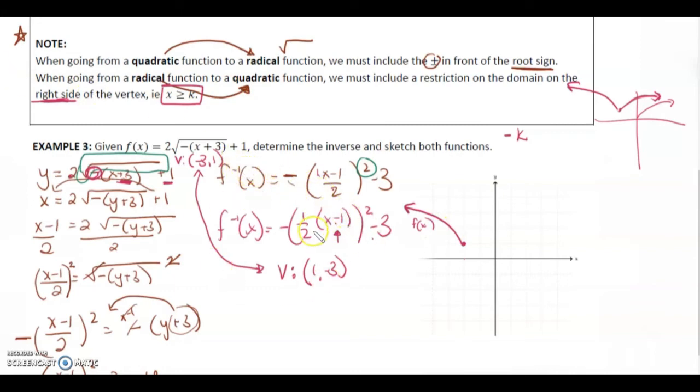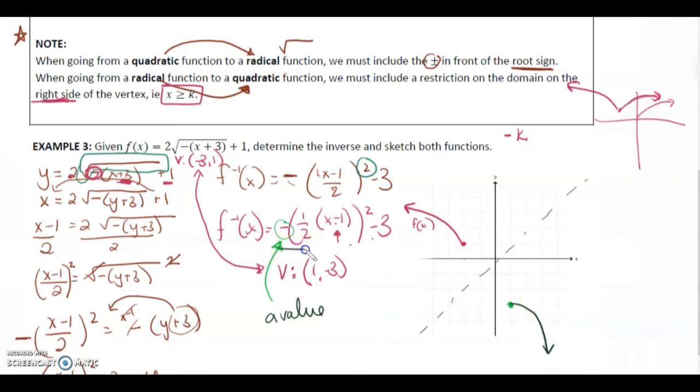Now, let's take a look at the quadratic. Vertex 1, comma, negative 3. Okay, and the only thing that we have to really focus on here is, does it open up or down? So we can take a look at the reflection on the a value. Okay, the a value is negative, so we're going to open down. Well, here's the issue.